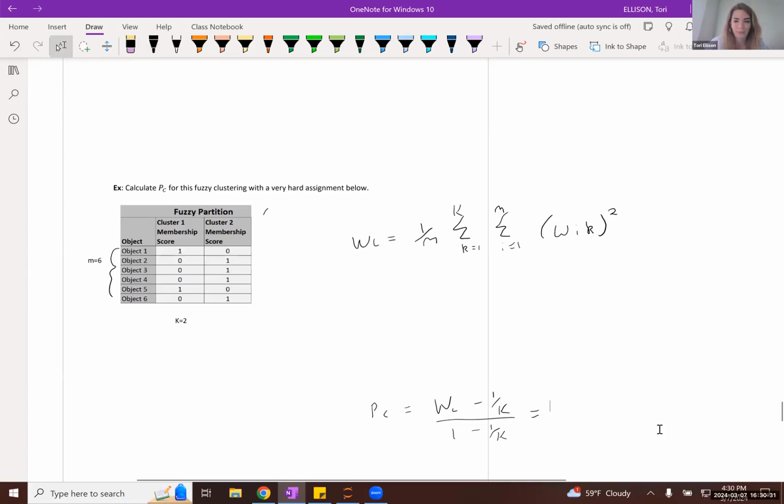So what did you guys get for this? I think I calculated one for this one. I didn't see the 1/2 or 1 over 2 values for the other one. Okay, yeah. So this would be a 1.